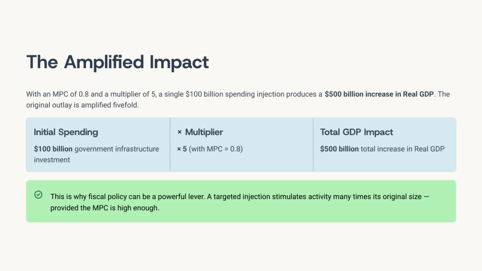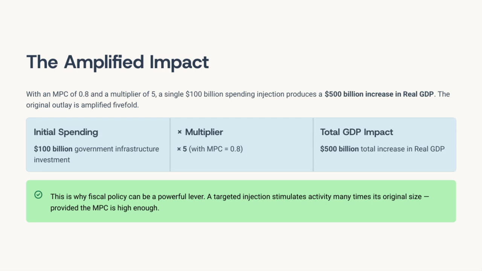This slide explains why fiscal policy can be such a powerful tool. When the government makes a targeted injection of spending, it can actually stimulate activity many times over the initial amount, if the marginal propensity to consume, or MPC, is high enough. Here, we're looking at a scenario where a $100 billion investment in infrastructure leads to a total increase in real GDP of $500 billion. That's a 5-fold increase, and the key factor here is the multiplier effect.